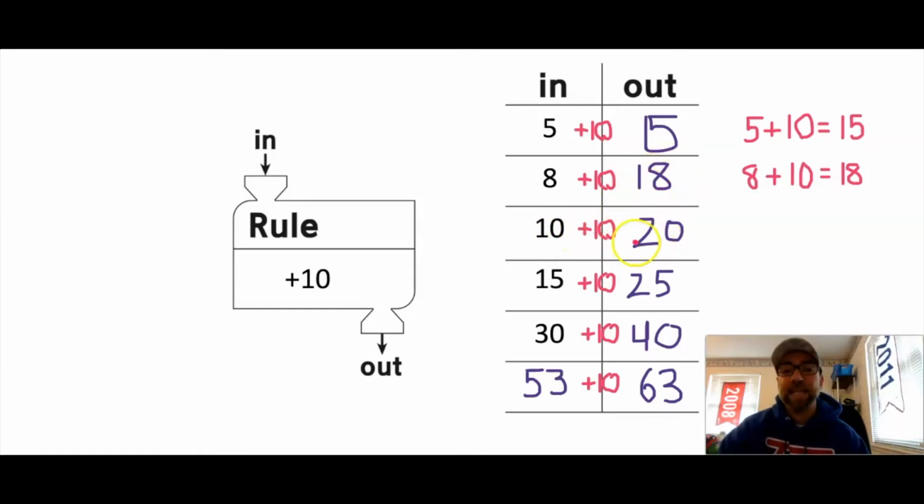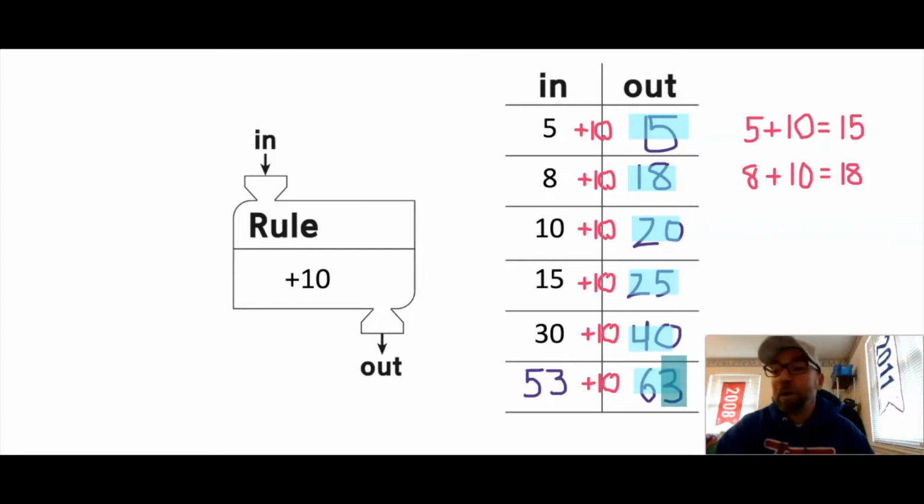10 plus 10 equals 20. 15 plus 10 is 25. 30 plus 10 is 40. And then I challenged myself on the last one. You probably picked something different. I chose 53 plus 10. And that equals 63. Awesome job. This was a what comes out problem because we were missing the out number.